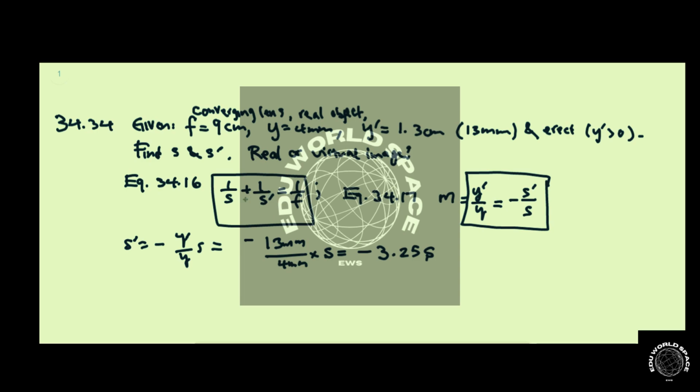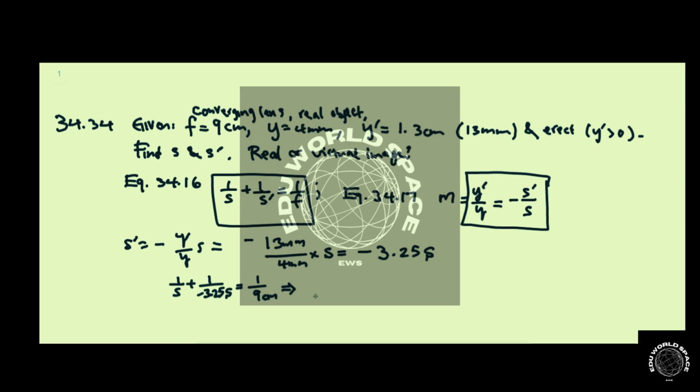Now I could substitute for s prime in terms of s in equation 16, so I have 1 over s plus 1 over minus 3.25 s is equal to 1 over f, which is 9 centimeters. And now I can easily solve for s, right? So I can just put this side over a common denominator and then just isolate s by itself.